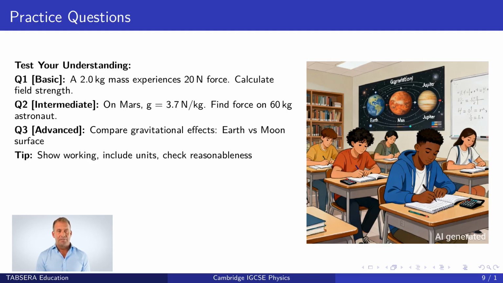Question 3 is advanced level. The question asks you to compare gravitational effects between Earth and Moon surfaces. This tests your analytical skills and understanding of mass dependence. For all questions, remember to show your working clearly, include units in every step, and check your answers make physical sense.